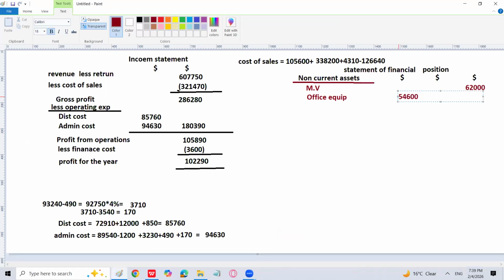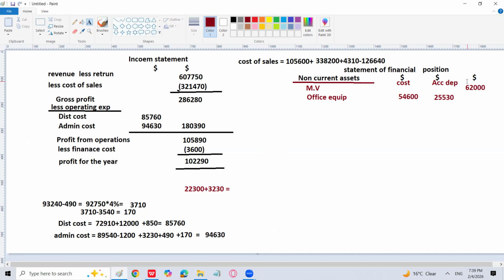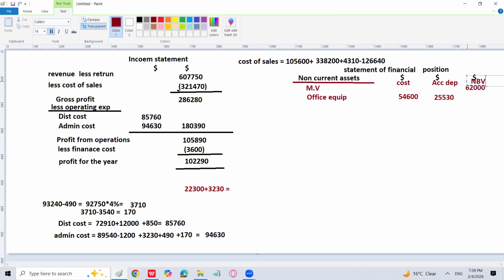54,600 and the depreciation will come. Total depreciation I have to write means 22,300 previous year depreciation plus current year depreciation of 3,230. So I have to subtract total depreciation from the cost of the asset. 25,530. Why? Because this is going to be known as cost. This is going to be known as accumulated depreciation. It is a total depreciation. And the last part is going to be known as net book value.